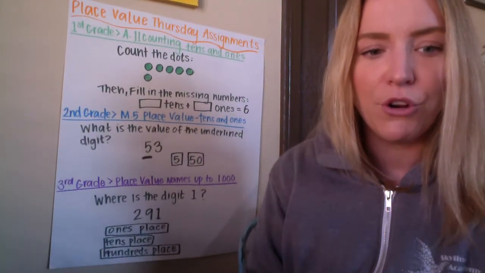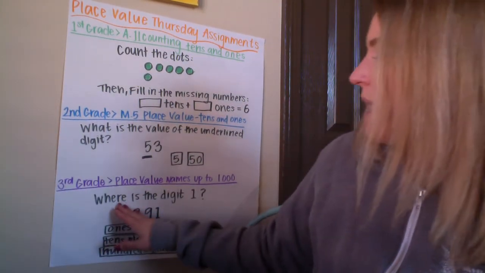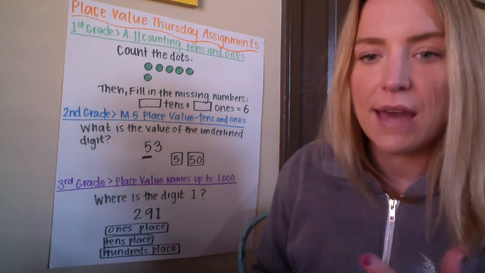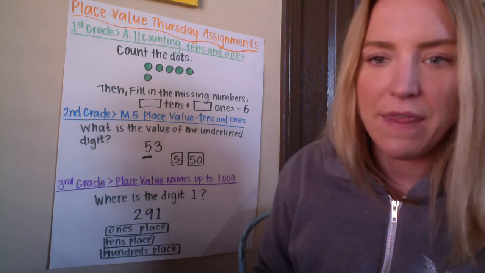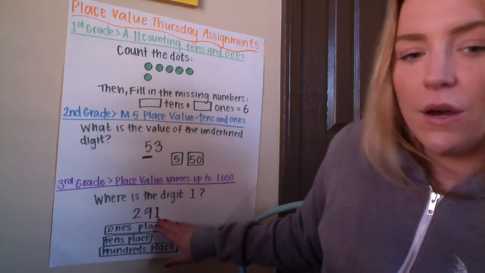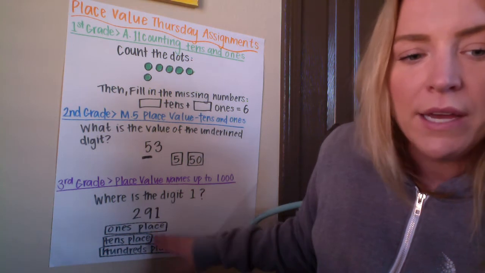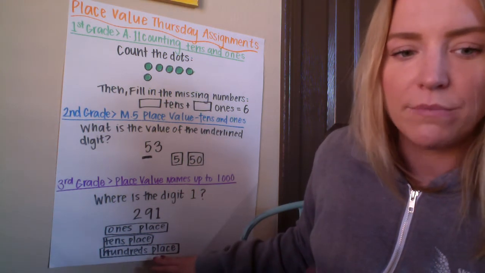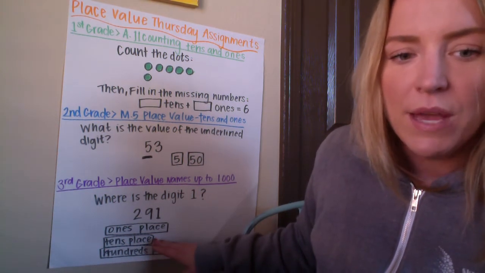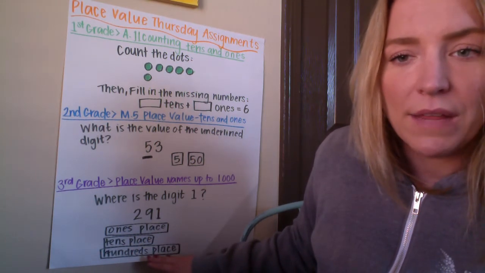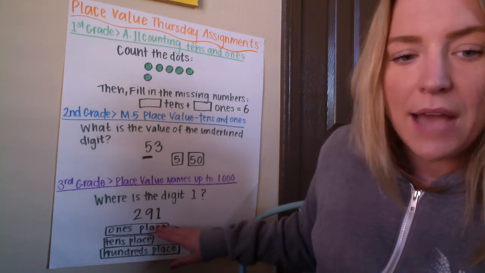And then finally, some third grade questions. It may ask you, where is the digit 1, or where is the digit that it wants you to define the value of? So I know that the 1 is at the end of 291. It's asking me to pick what place value it represents. So is that 1 in the ones place? Is that 1 in the tens place? Is that 1 in the hundreds place?